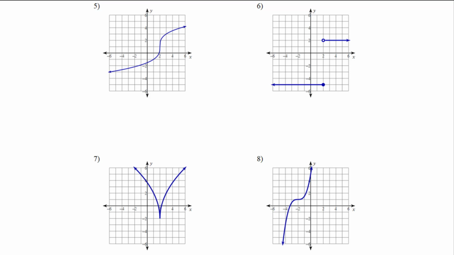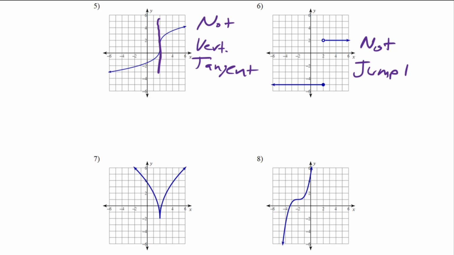Continuing, for number 5, is that going to be differentiable? Well, there's a problem. Does everyone see where the problem is? The problem is right here. There is a vertical tangent. So this one is not differentiable because we have a vertical tangent. What about for number 6? Do you think that's differentiable? Is it continuous and smooth? It's not even continuous, so this one's not differentiable either. We have a jump discontinuity. And that jump discontinuity is when x is equal to 2.